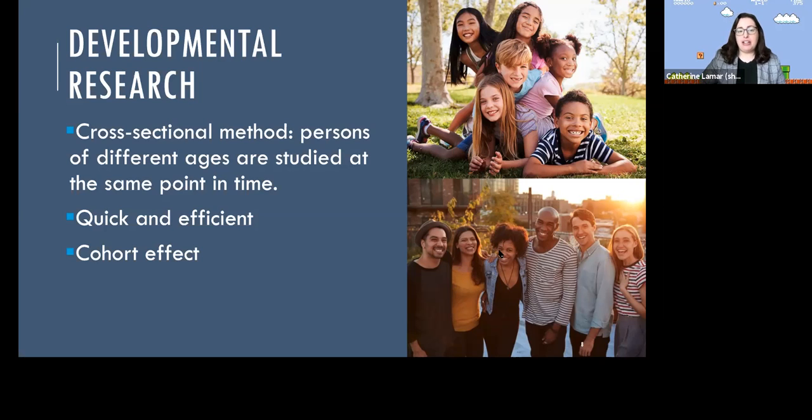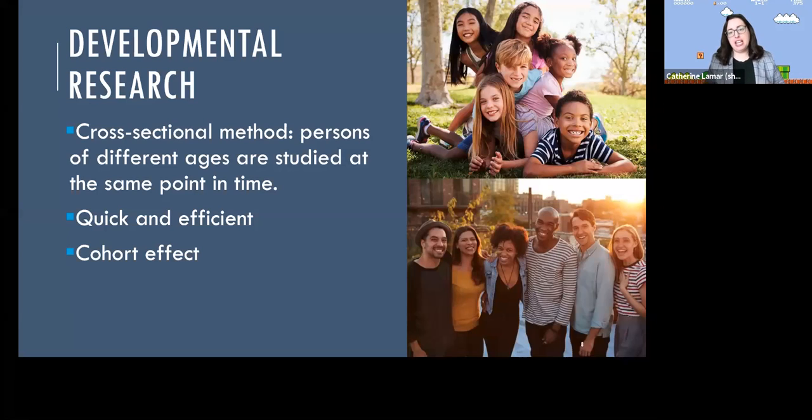Now, the cool thing about this is that it's very quick and efficient. Researchers just need 2 groups of people who are different ages, they could have more, but they just need 2. And that's it. They measure them, like by giving them a survey or bringing them in for a study or something like that. Then they're finished collecting data and they can just analyze it. So it's very quick and it's very efficient.